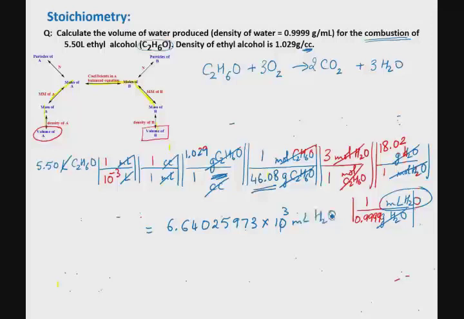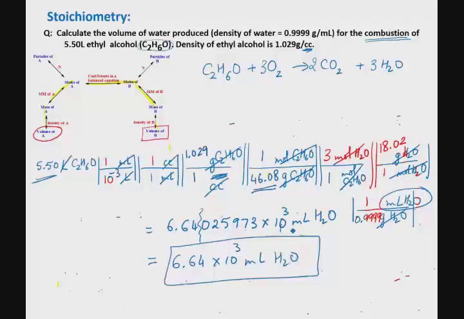Since the question does not specify what unit of volume the answer should be given in, we can leave it in mL, but if you wanted, you could convert it into liters or gallons or anything that you fancy. I'm going to leave it in mL because the question doesn't really specify anything. The answer does need to be rounded to 3 significant figures based on the data given, and therefore the answer becomes 6.64 times 10 raised to 3 mL of water will be produced from 5.50 liters of ethyl alcohol using this reaction equation.